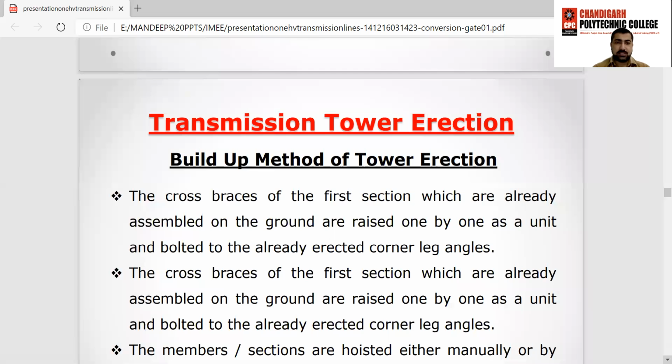The cross braces of the first section, which are already assembled on the ground, are raised one by one as a unit and bolted to the already erected corner leg angles.